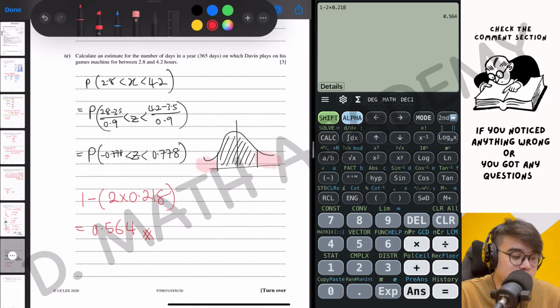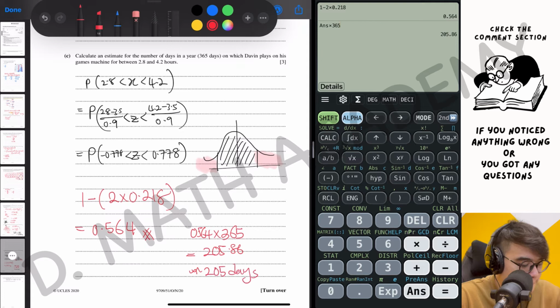But kindly take note, they were referring to the amount of days. So for this, you still have to multiply it with one last thing that we have, which is 365 days. You will get about 205 days. That's how I find the results here.